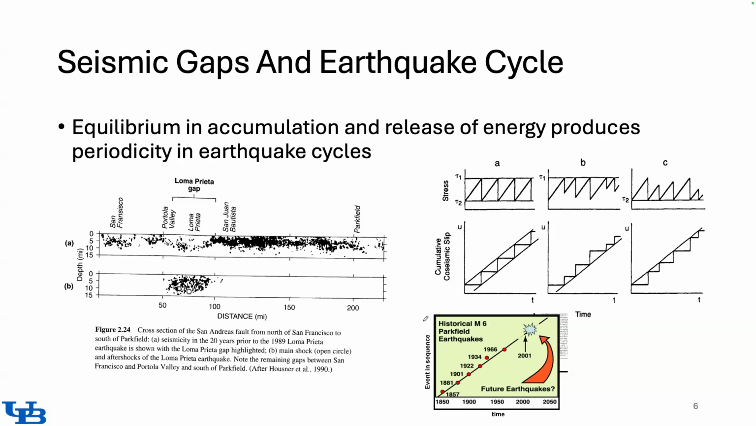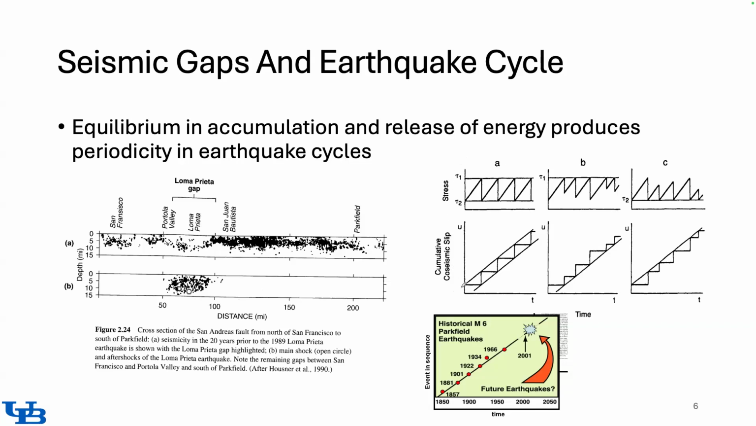And so again, this is what produces some cycle in the earthquakes. Another example is the Parkfield earthquake, where if you count the events versus time, you see the same high magnitude 6 event happening more or less every 20 to 30 years, because that's how much time it takes for the energy to accumulate again and then be released during an earthquake.